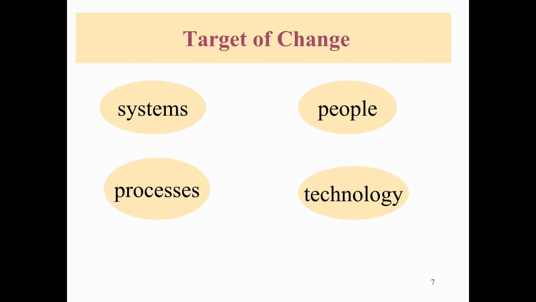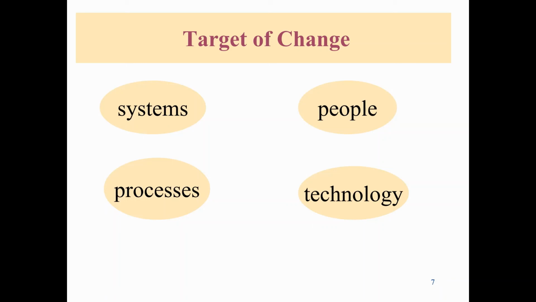So now we are talking about the change, but we do not know what to change. For example, OD is a planned effort to create an improvement in the effectiveness of an organization. But what are those targets that organizational development needs to concentrate on? So here in this particular slide, we have four targets of the change.